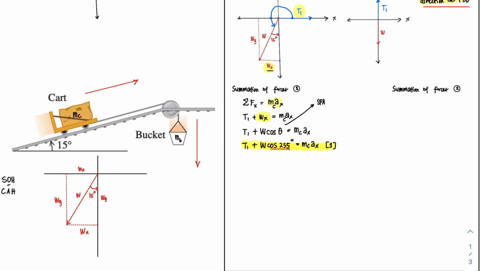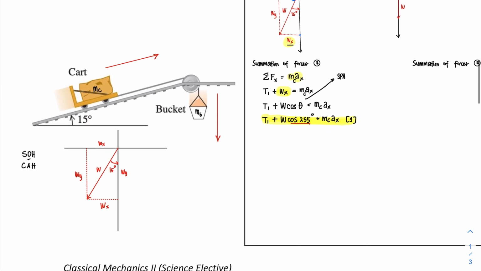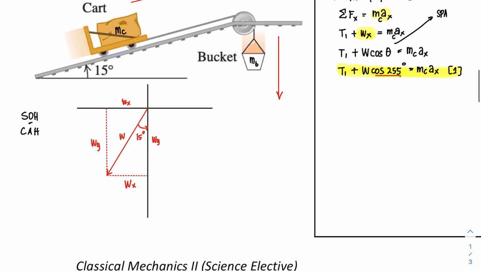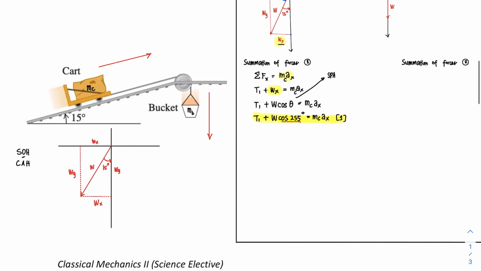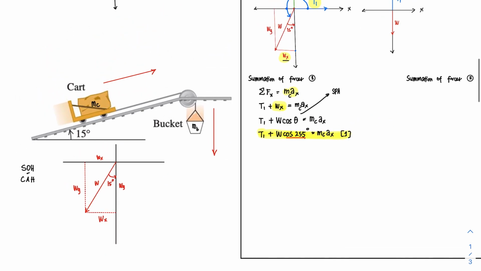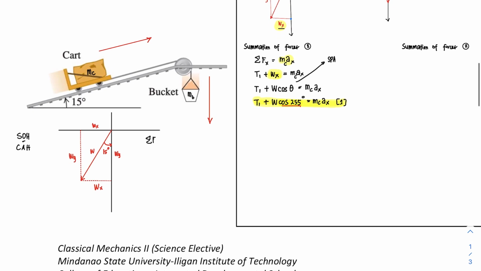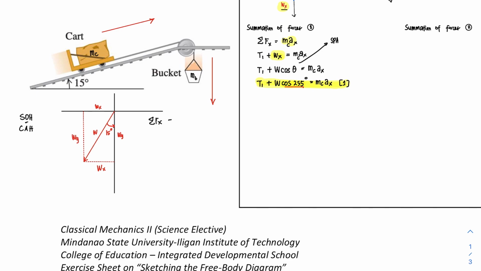Now, what if, sir, I don't want to use SPA? I want to use SOHCAHTOA. So there is no problem with that. If you want to use SOHCAHTOA, basically the same thing happens. Upon using SOHCAHTOA over here, you have the sum of the forces in X. The same regular process, class, will be M, mass of the cart, times acceleration of the cart along X. So what are the forces?